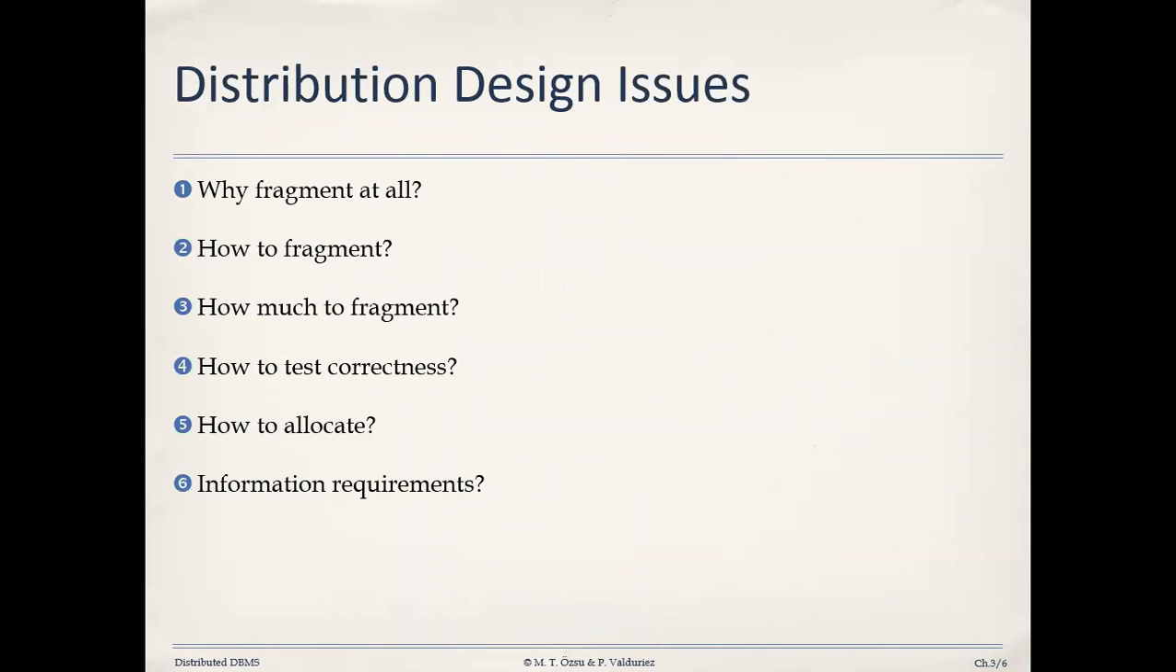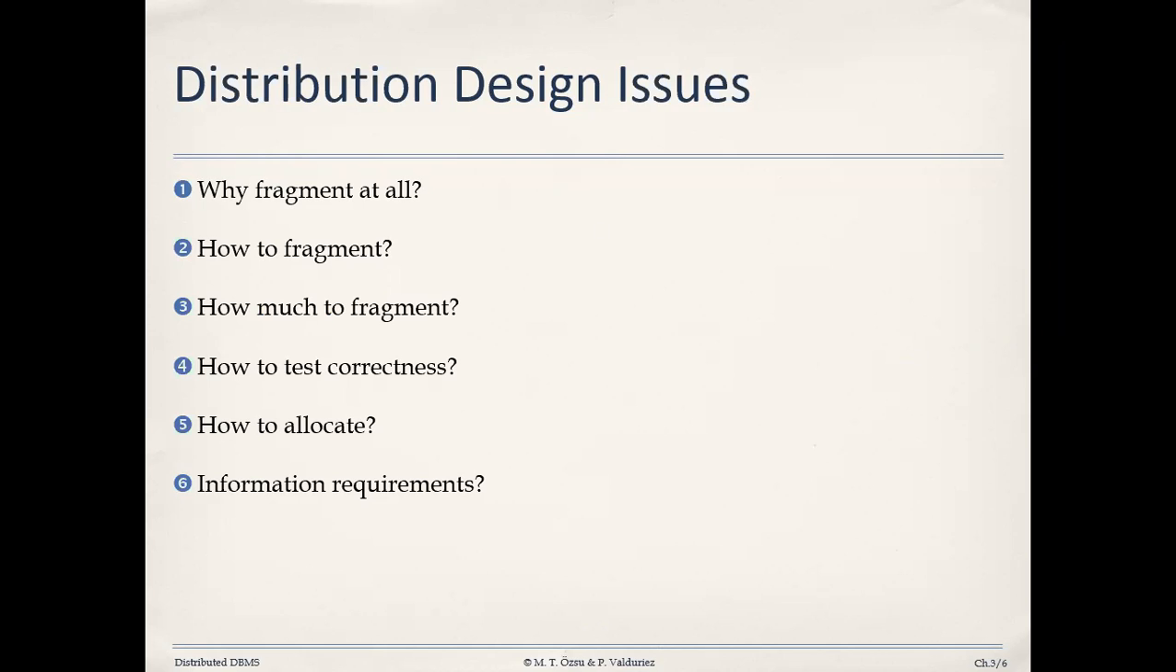Now we will discuss the issues which are related to distribution design. These are the 6 issues which are very important whenever you are designing such an application. Whenever you go to design, you must have answers to all these 6 things with yourself. If you don't have the answers to a few of these questions, then you might not be able to design it correctly. So these are called distribution design issues. Number 1, the first question says: why fragment at all?